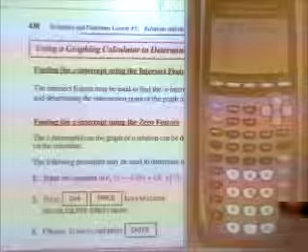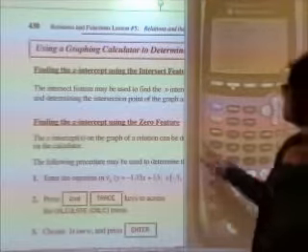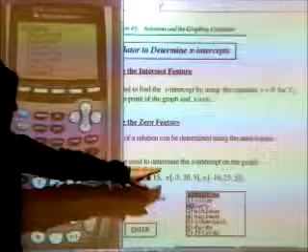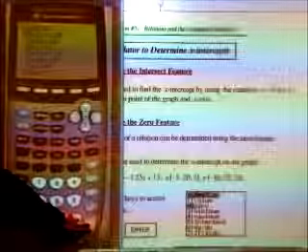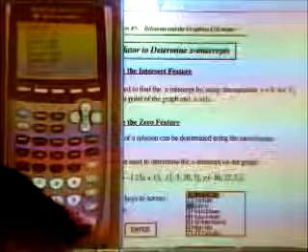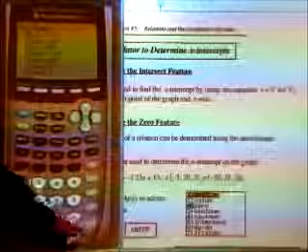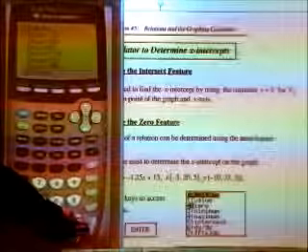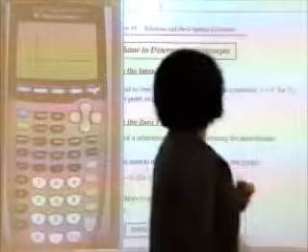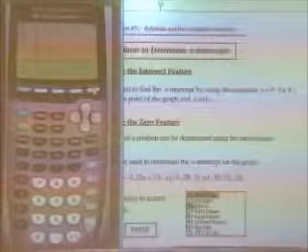Then if I press the window button, here comes my window setting, so that gives me what my x's will go through from the smallest to the largest and what my scale would be, and then my y's. So I'm told my x's have to go from -5 to 20, and my scale will be going up by 5s, and my y's will be going from -10 to 25, going up by 5s. So if I was to press the graph button now, this is the graph that I should get. If you don't have that graph, please put your hand up.